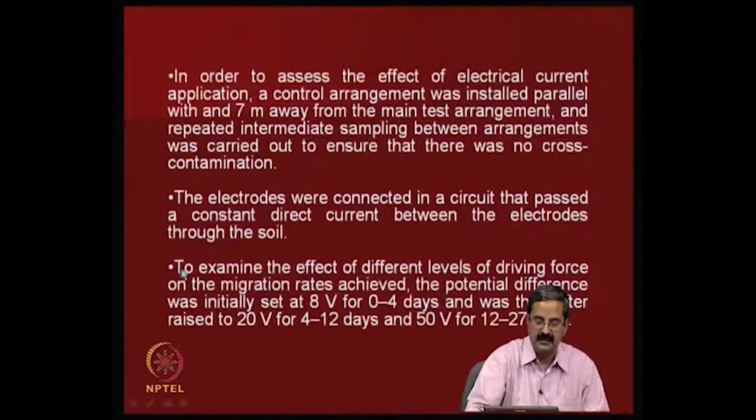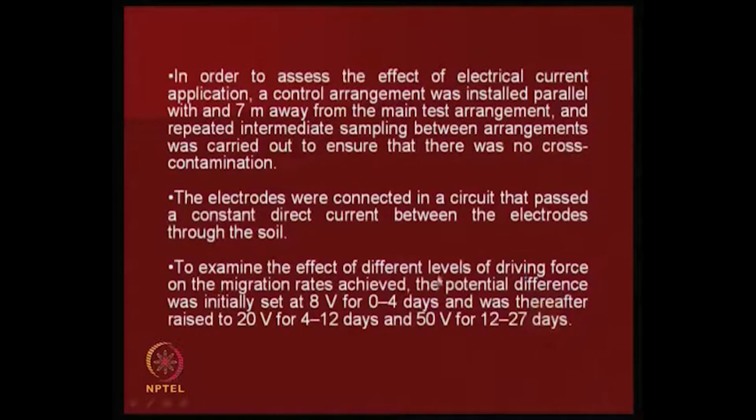To see what is happening, the effect of different levels of driving force on migration rates. How much is the migration? The potential difference was initially 8 volts for 4 days, then it was raised to 20 volts for 4 to 12 days and 50 volts for 27 days. Actually, the whole experiment finished in 1 month.